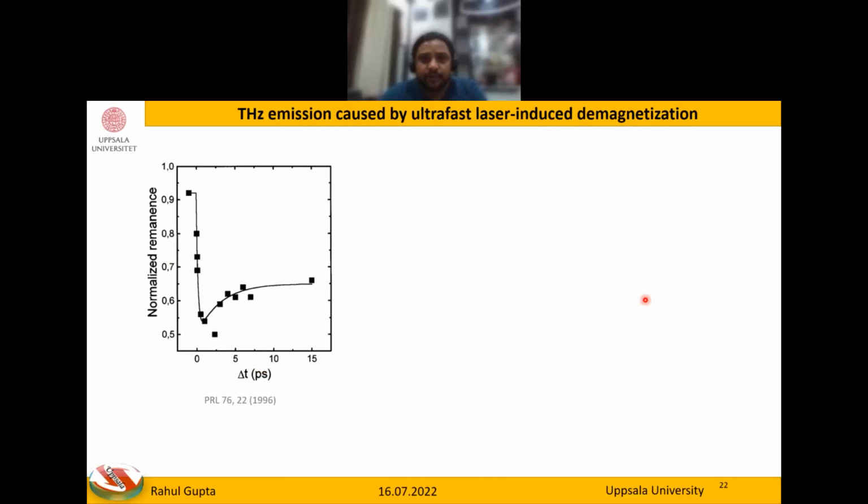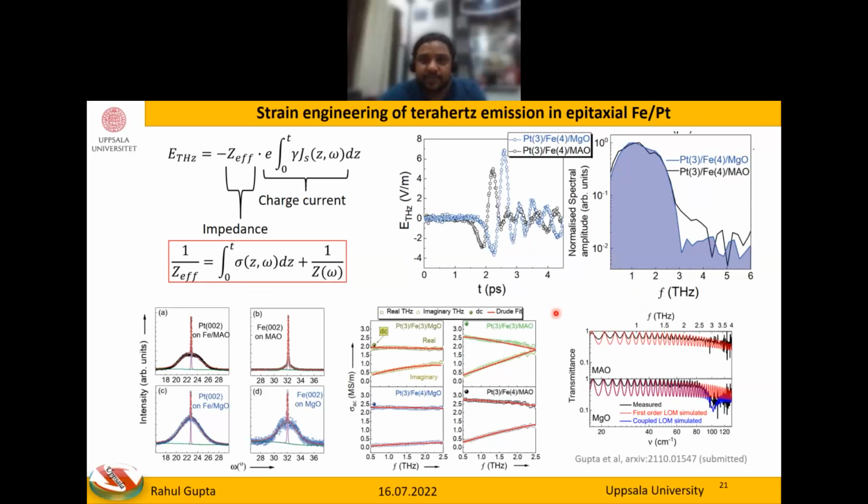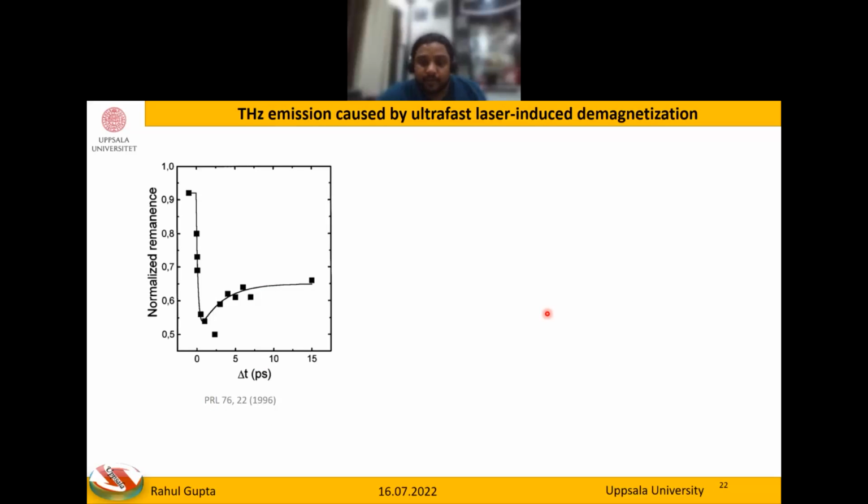So this is, so far, we have discussed all the terahertz emission based on the inverse spin Hall effect phenomena. But if you don't have any non-magnetic capping layer attached to the ferromagnetic layer, still if you incident a femtosecond laser on the ferromagnetic layer, one would get a terahertz emission. And to understand that, we have to look into this PRL paper, which was published in 1996.